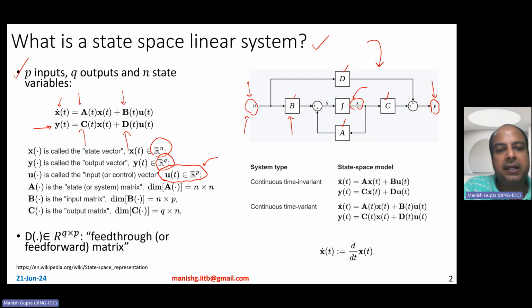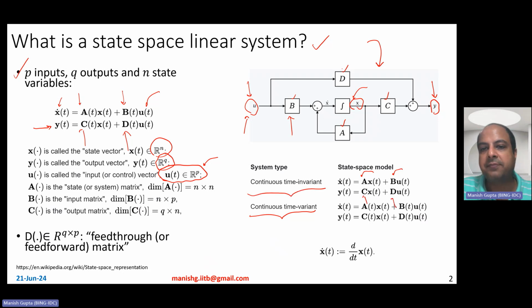Now, as you see, these four parameters, besides x and t, which are of course time dependent, these four parameters are also shown in a time dependent manner. Okay. So if you show them in a time dependent manner, it's called continuous time variant state space linear systems. But if you show them in a non-time dependent manner, if they're constants like A, B, C, D, like they're shown there, it's called continuous time invariant systems.